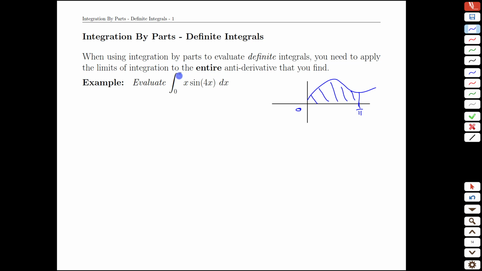Fortunately, there's not a lot of complications with using a definite integral with integration by parts. The only thing we have to remember is one of the terms that we get doesn't have an integral. We just have to remember that it should be evaluated at pi and at 0 as well.